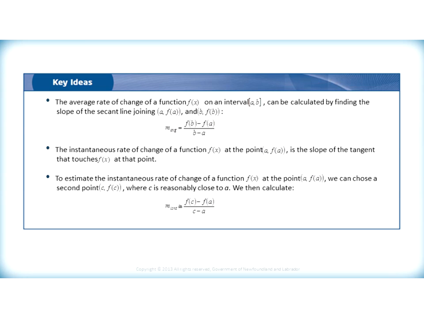First of all, the average rate of change of a function on an interval a to b can be calculated by finding the slope of the secant line joining (a, f(a)) to (b, f(b)). And so there it is. That's just our slope formula. And the instantaneous rate of change is the slope of the tangent that touches at that point. So what we typically do to estimate that is we take our point (a, f(a)) and we choose a second point, we'll call it (c, f(c)), that's very close to it, find the slope of that secant line and call that our estimate for the slope of the tangent. And that about does it.